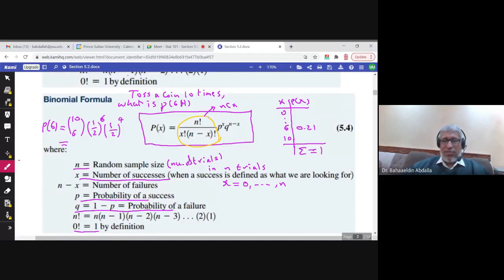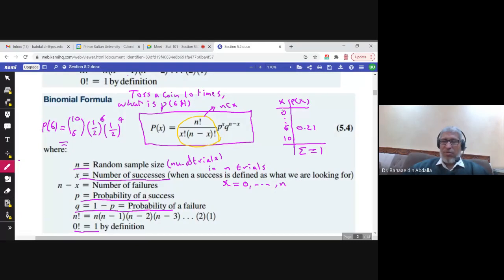This lecture would be exercises about the binomial probability distribution. We said that in a binomial probability distribution, the possible values of x are from 0 to n, where n is the number of trials or the sample size, and x is the number of successes in the n trials. So I could have 0 successes, 1 or 2, up to n.